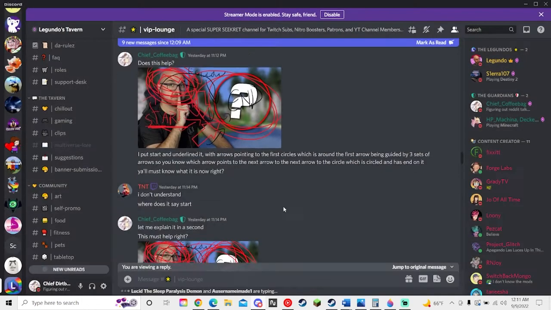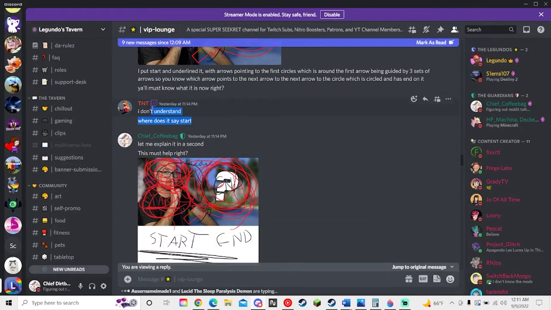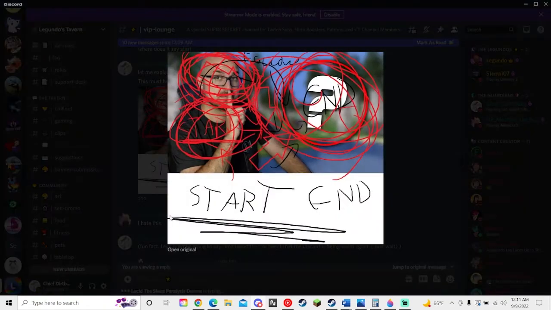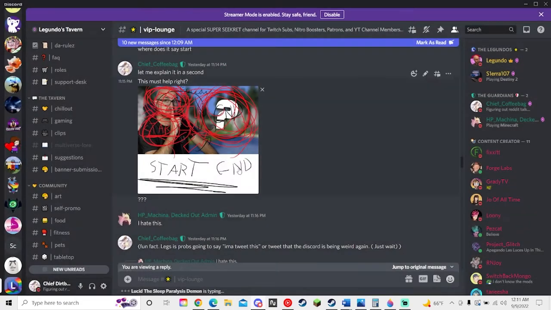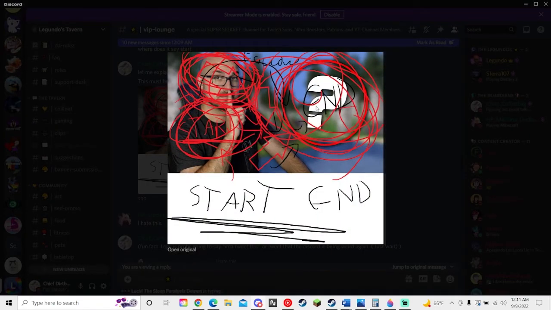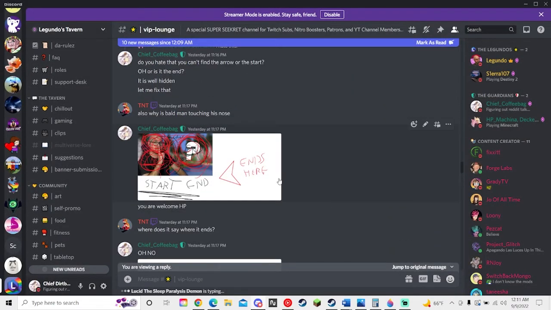It says end. So someone, TNT, said they didn't understand where it starts. So I had to put another thing right here. Start, end, start, goes to arrow, goes to there, goes to this. You know what I mean, okay? And then there's the end. End has an arrow that goes like this and goes to end. You know what I mean, because this makes sense.